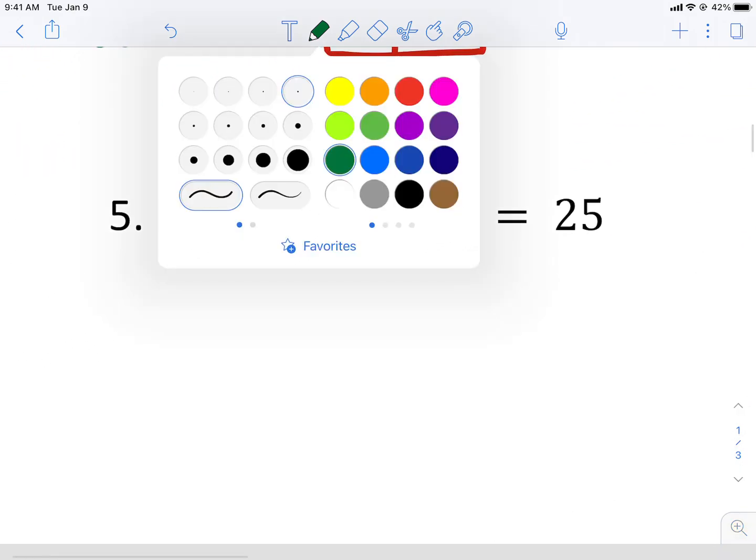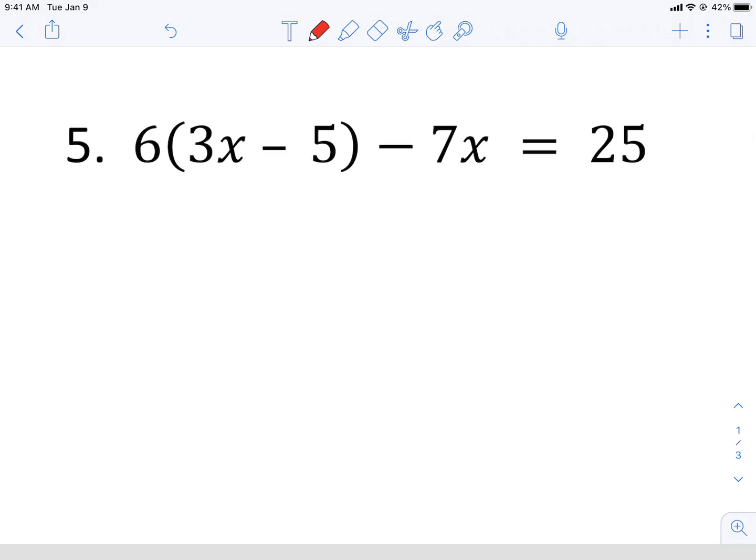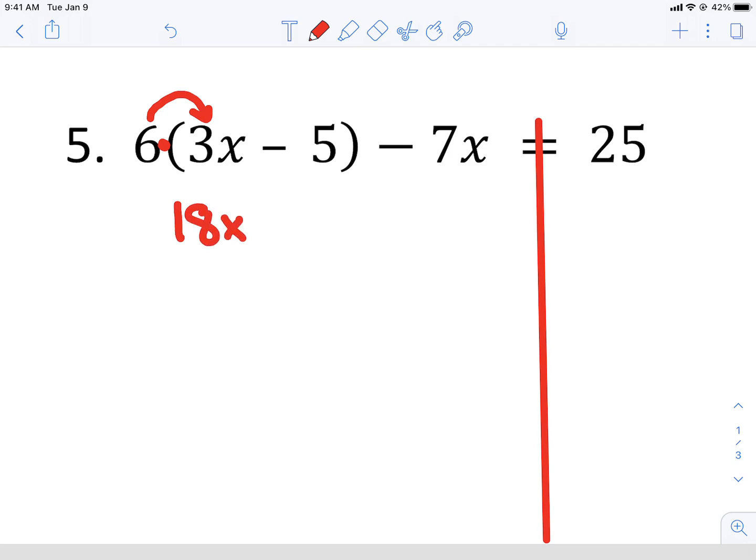Okay, looking at example 5, adding a little more to it. So, step 1, draw a line through the equal sign. Okay, from here, I see a number next to parentheses, which means I multiply. I only multiply it to the things directly in the parentheses. So I have 6 times 3, which is 18x. I have 6 times a negative 5, which is a negative 30.